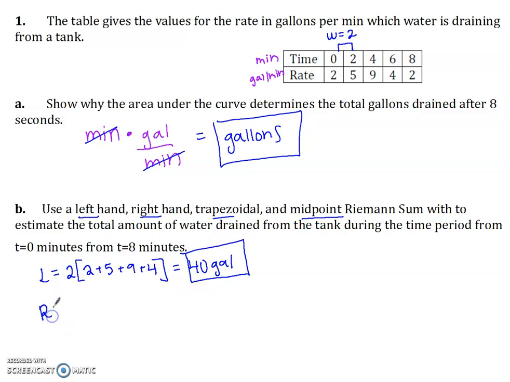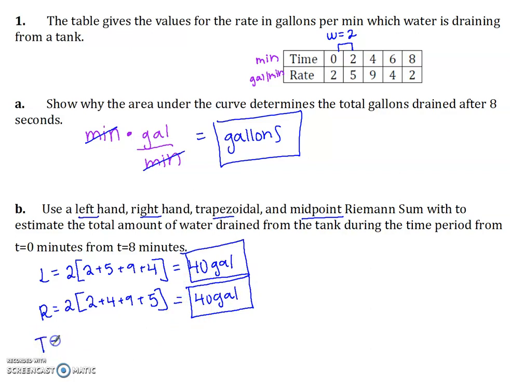For the right-hand sum, I can do the same thing, but this time I'm going to start on the right. So I would have 2 plus 4 plus 9 plus 5. Add all these up, multiply it by 2. It is again going to give me 40 gallons.